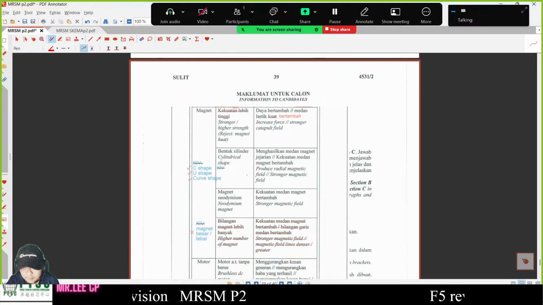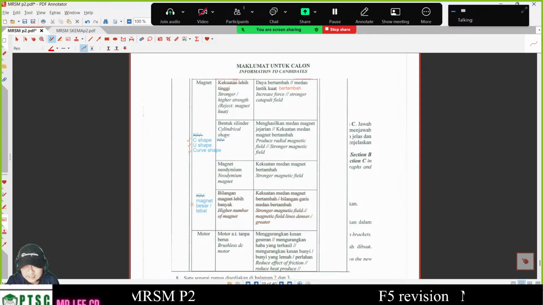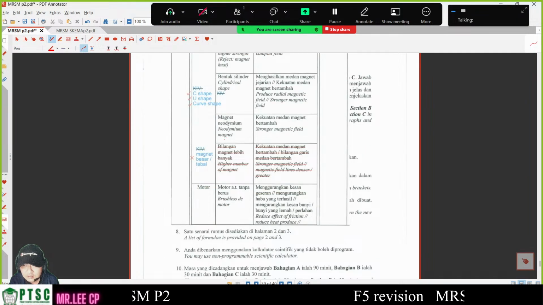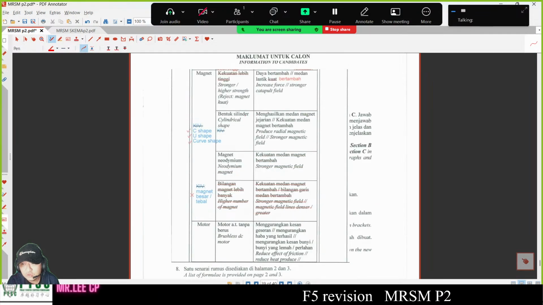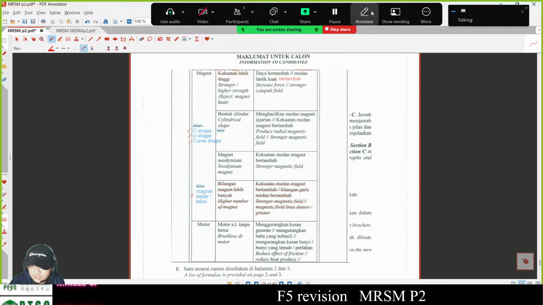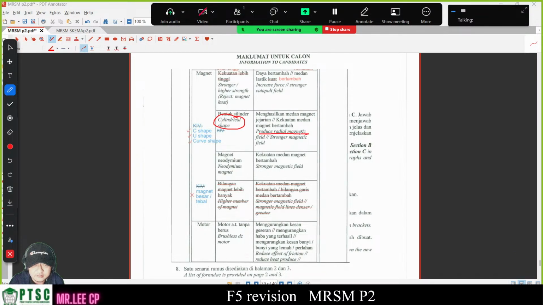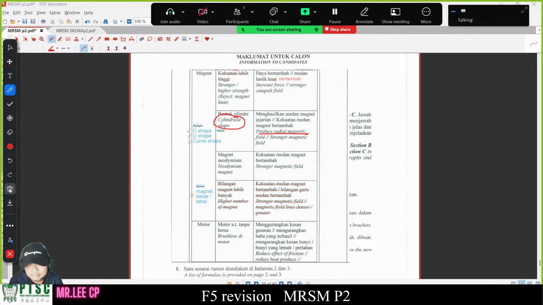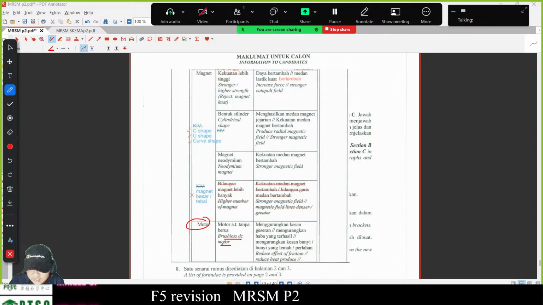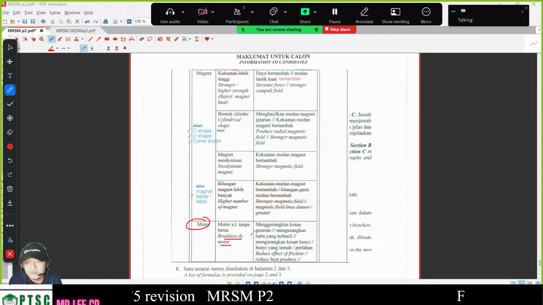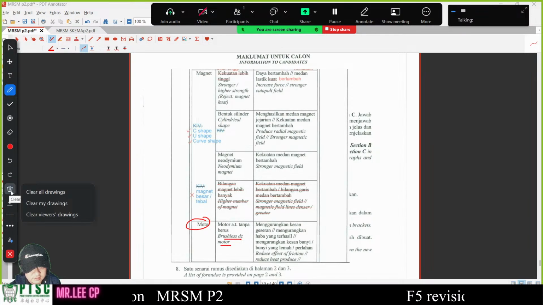Either one. Cylindrical shape, or concave shape also can. Radial shape also can. Radial magnetic field. If you are using cylindrical shape, you can say a radial magnetic field. Why I don't think of it? My mistake. So motor, brushless DC. I don't have this. So brushless, it reduces the friction, produces less heat.